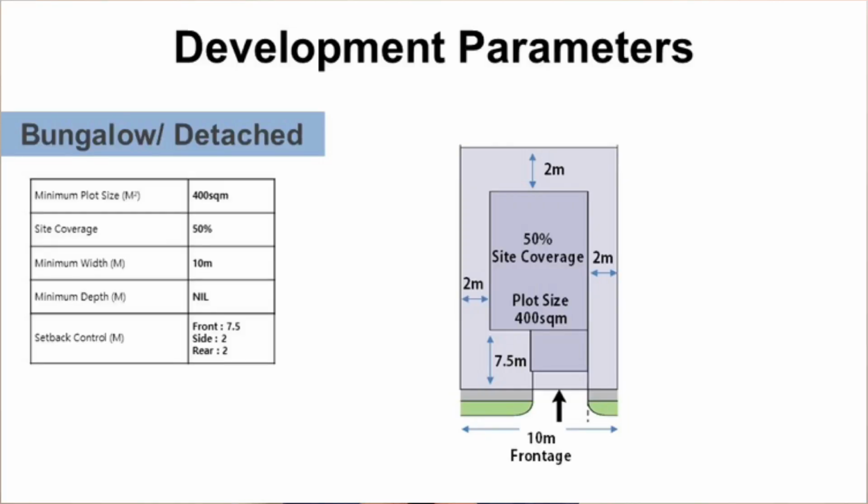And the setback from your front boundary wall to your main door is 7.5 meters, which is the same as the GCB. For the side and the rear, the minimum setback will be 2 meters.